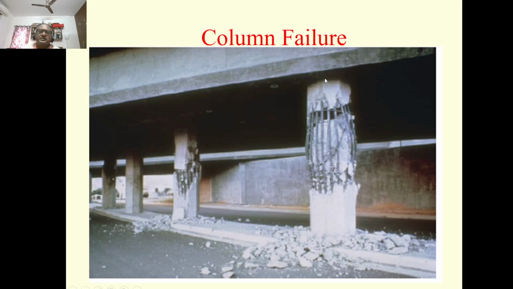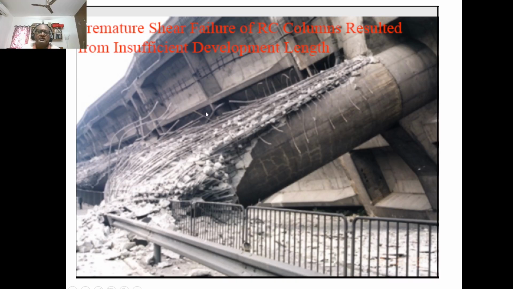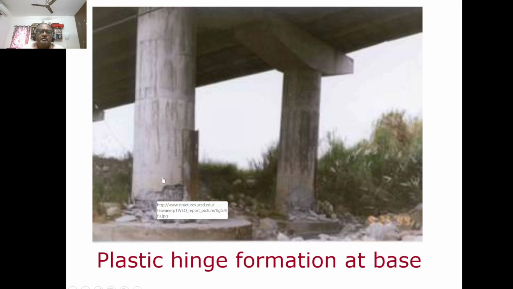Because bending moment failure would mean the top and bottom would have gone. Here also the top and bottom are intact, but the center has failed, mainly due to shear. Here also there is premature shear failure at the column. Here, of course, a plastic hinge formed.